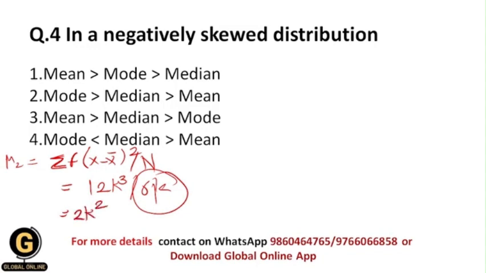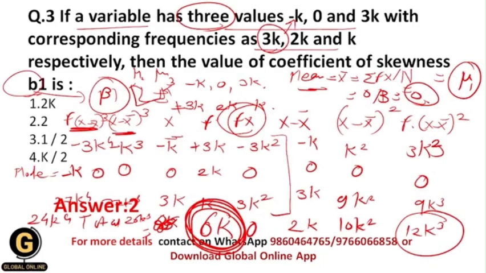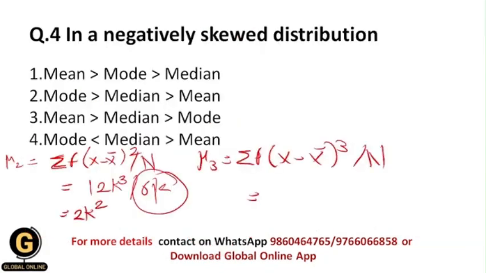Now let us find out the value of mu 3, which is equal to the summation of f into (x minus x bar) cube upon capital N. So now let us see the value of the summation of f into (x minus x bar) cube, which is 24k raised to 4. Now all of you understood, and that's why it will become 24k raised to 4 upon 6k, so it will become 4k cube.